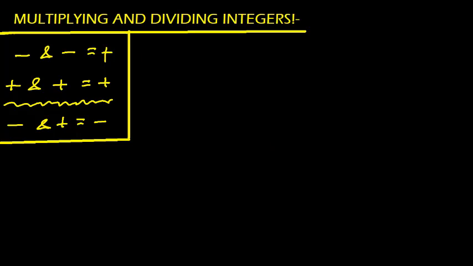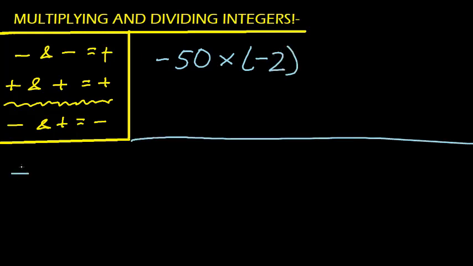Okay, so now we're going to work out two more questions. We're going to do negative 50 times, let's say, negative 2. And we're going to do positive 6 times negative 3. Yeah, that would work.